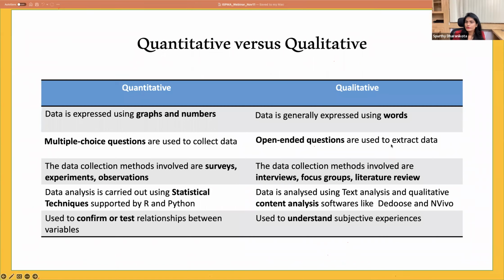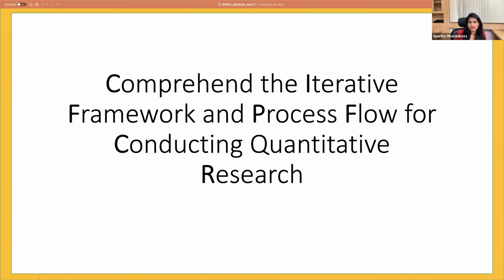For qualitative data, because it's in the form of words and not numbers, it's analyzed using text analysis and qualitative content analysis. You can take note of these two software, Dedoose and NVivo, which can actually be used to analyze your data in the form of words. So those are the major differences between the two. So let's look at a framework.